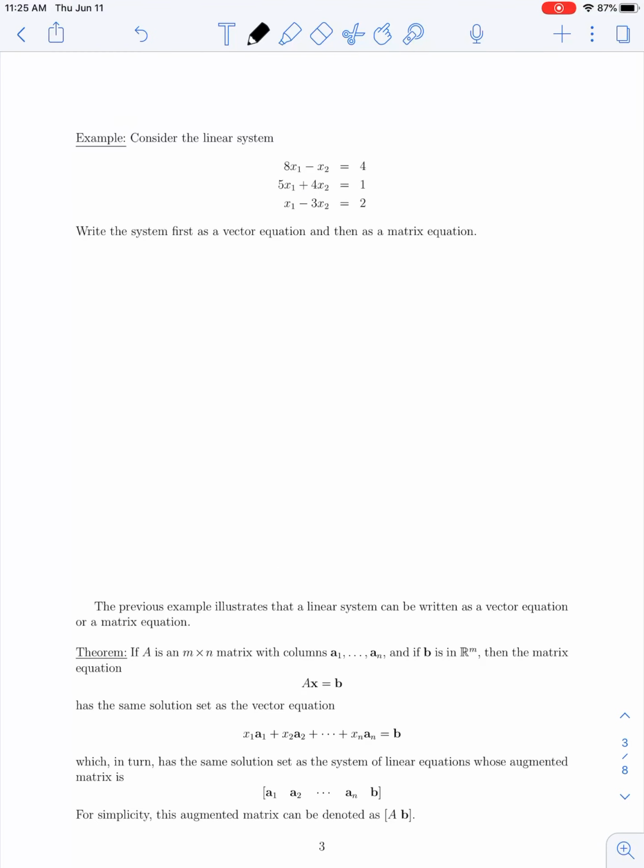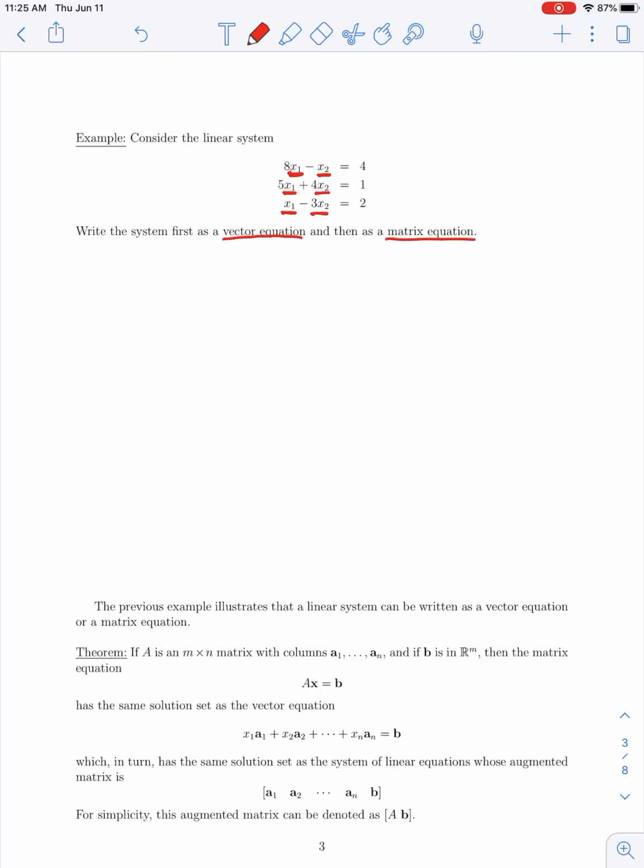So let's look at some other examples. In this next example, we're going to illustrate that a linear system can be written in terms of either a vector or a matrix equation, and then start relating some concepts that we've seen from our earlier sections to matrix equations. So here we're given the following linear system. We have 3 equations involving 2 variables, x1 and x2. And we are told to write this system first as a vector equation and then as a matrix equation.